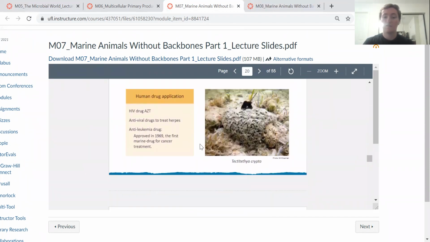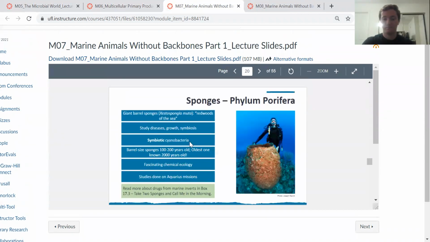Human drug applications, there's a ton of them. HIV drugs are used or being created from sponges, which is really interesting. And hopefully they can expedite that process. I know they're making a vaccine for HIV using the mRNA technique they did for the COVID-19 vaccine, which is really interesting. There's also been work to treat herpes, and there's an anti-leukemia drug that's been out for, I believe, over 50 years now. There's definitely a lot going on in terms of sponges, chemical ecology and human uses. The first marine drug for cancer treatment was made from an organism in the phylum Porifera, the sponges.